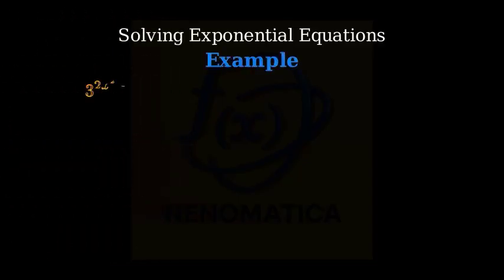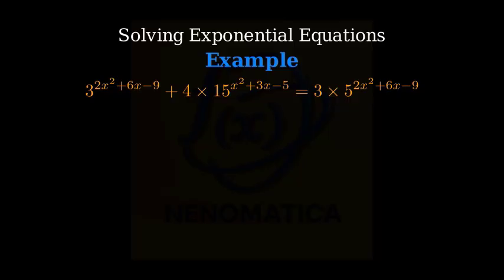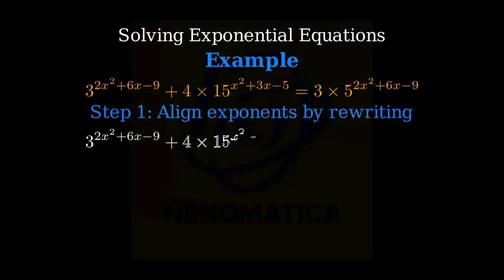Let's look at this example. We need to solve for x in the equation 3 raised to the power of 2x squared plus 6x minus 9, plus 4 times 15 raised to the power of x squared plus 3x minus 5, equals 3 times 5 raised to the power of 2x squared plus 6x minus 9. First, let's rewrite the equation to align the exponents.